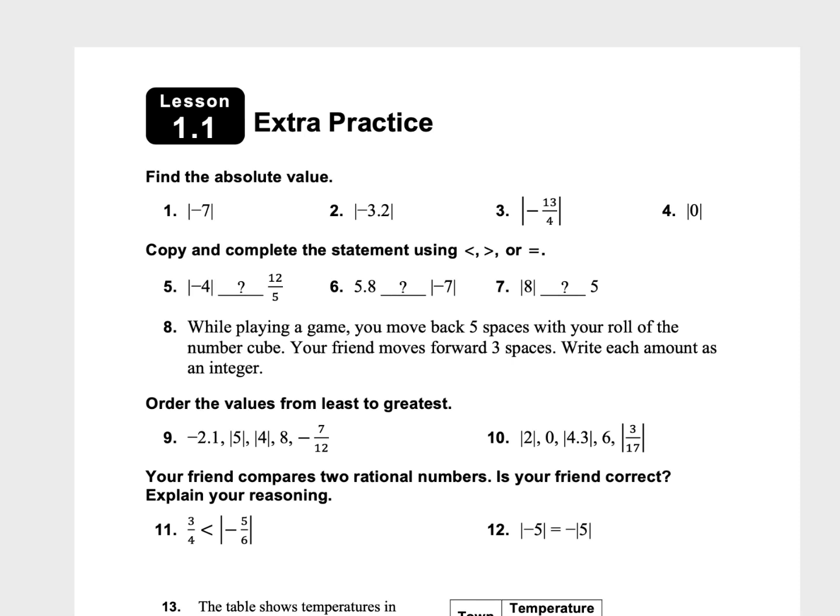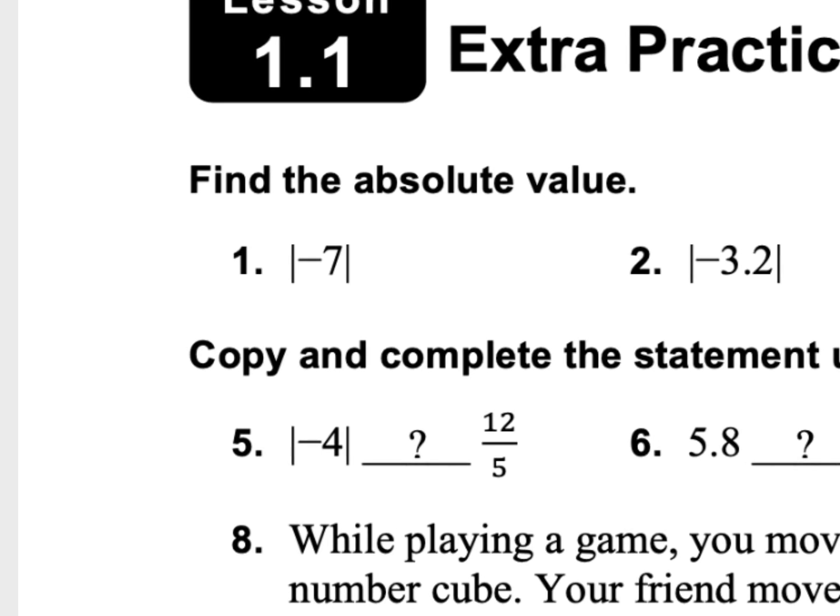Hey guys, I want to make sure that you get everything that we did on this assignment, so I'm actually going to run through every single problem right now. So, find the absolute value of negative 7. That would just be 7.